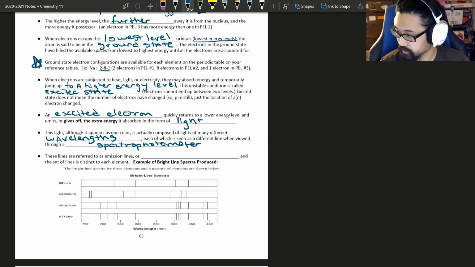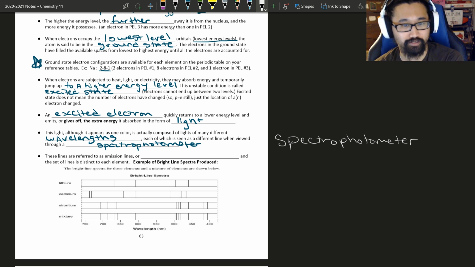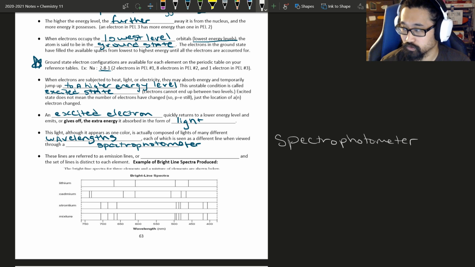right. And I'll write that word out here too. I think the way I'll do it, I'll use the white pen. Just to repeat, it's a spectrophotometer. Spectro for color, photo for light, meter for measure. This is something to measure the different colors of light. Right? Spectrophotometer. Now, the lines are emission lines.